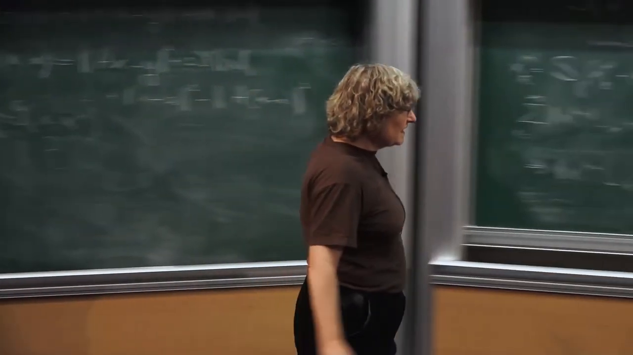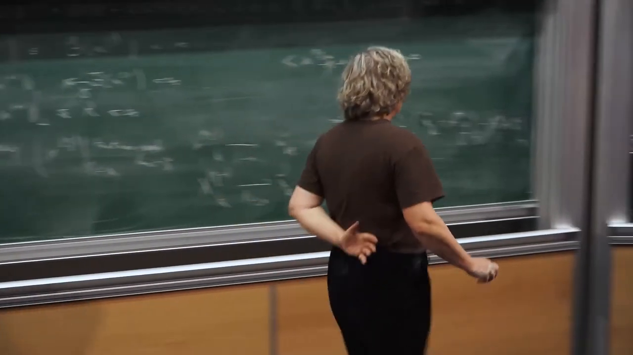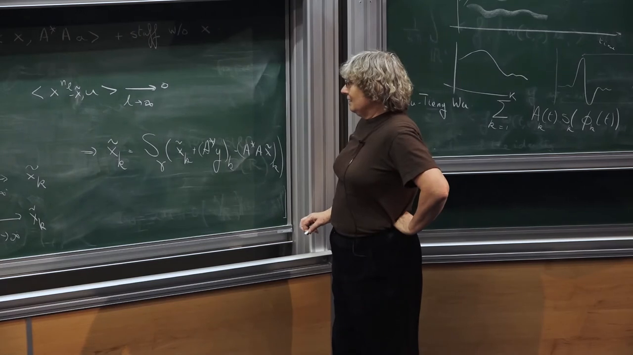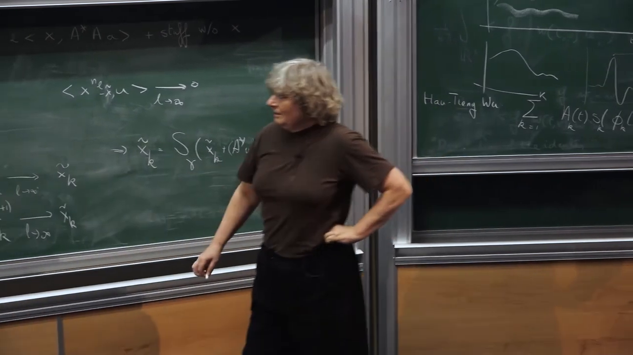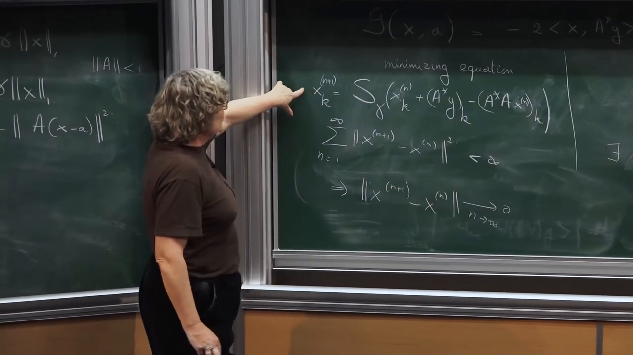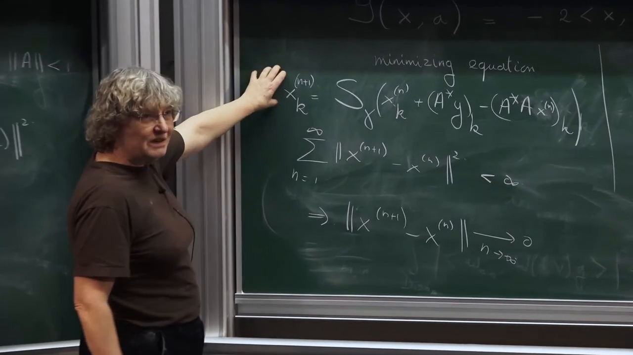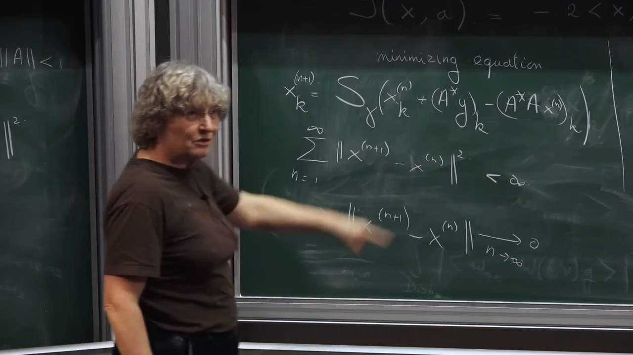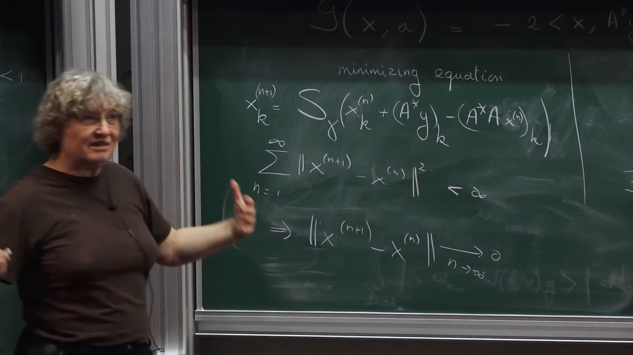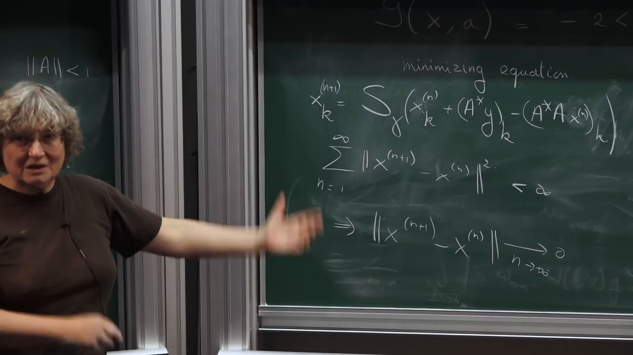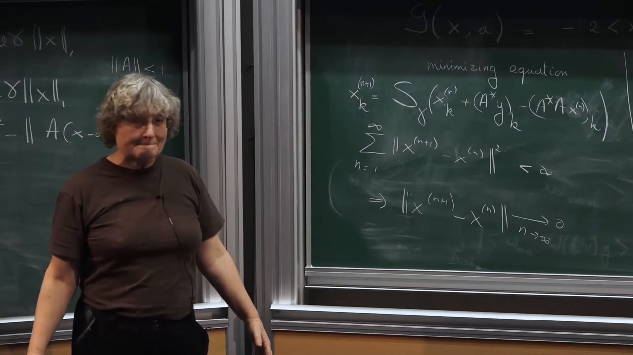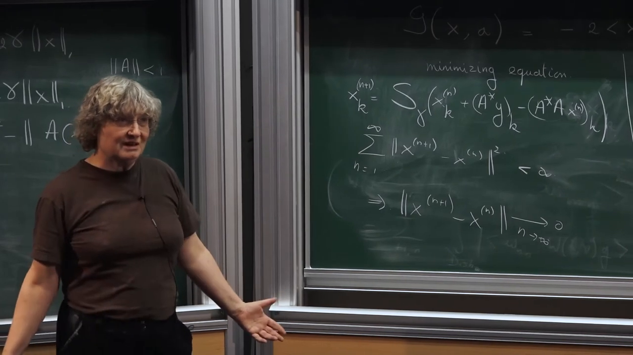If the minimizer is unique, which is the case if A has trivial kernel, then it follows that every subsequence I take of this will have a weakly convergent subsequence to that limit. You can parlay that into showing that the whole thing must converge, because if something stayed away from it, then you would have a subsequence there that did converge, and you had a problem. So we have convergence in the infinite case.